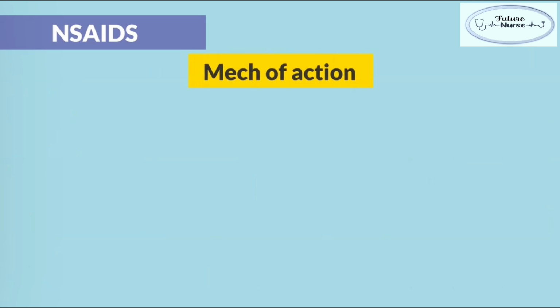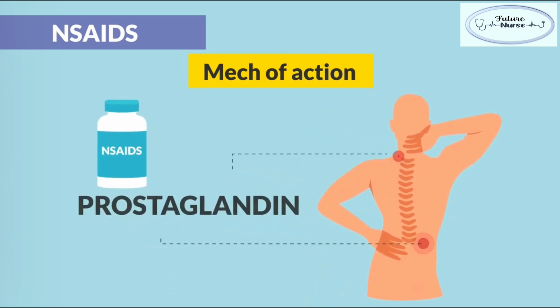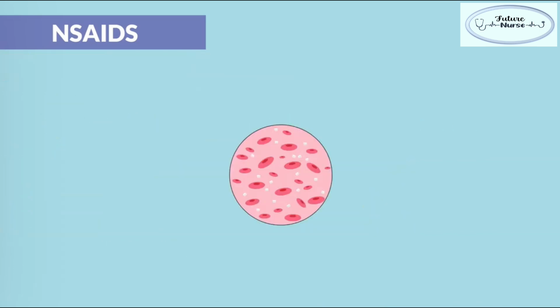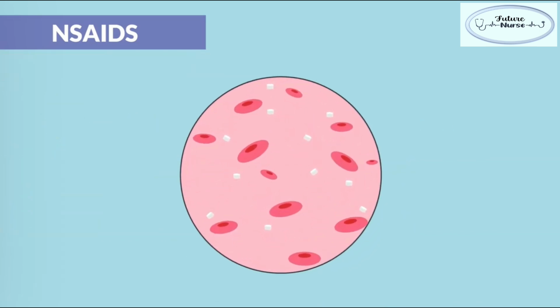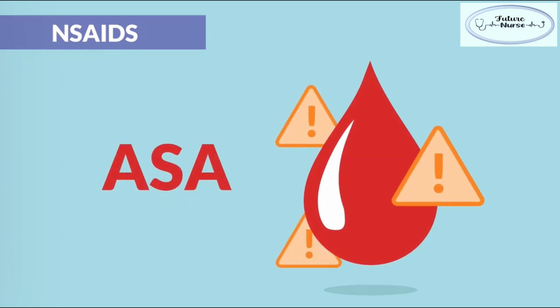Now, as far as the mechanism of action, NSAIDs decrease prostaglandin response. So, to decrease this pain and inflammation, you can think prostaglandins are like a big party popper that basically puff up the body and contribute to inflammation. Also, they decrease platelet aggregation, especially with aspirin, which leads to a big risk for bleeds.